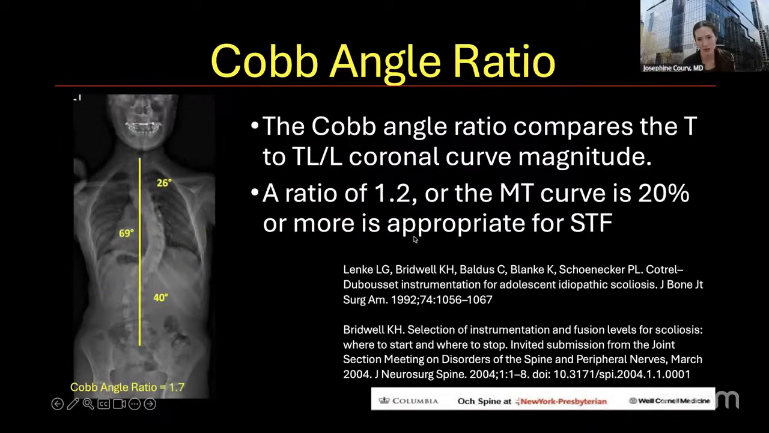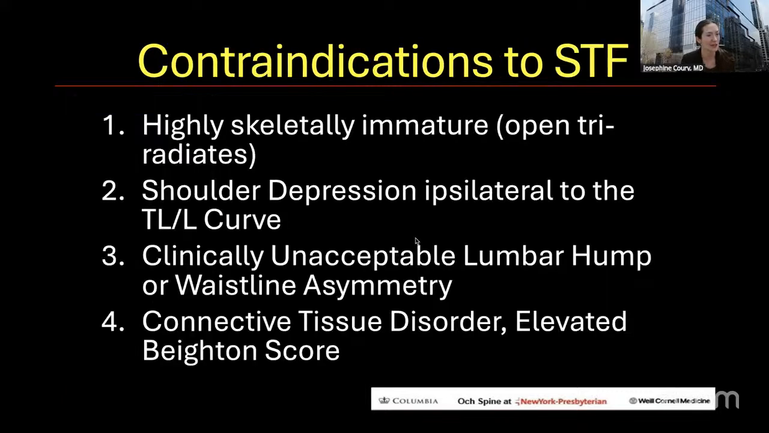The last ratio is just simply the Cobb angle ratio, which is where you measure the Cobb angle from the major curve to the other structural minor curve. And again, if the ratio is above 1.2 or the main thoracic curve is 20% greater, the patient is appropriate for a selective thoracic fusion. So it's all pretty consistent and easy to use and apply.